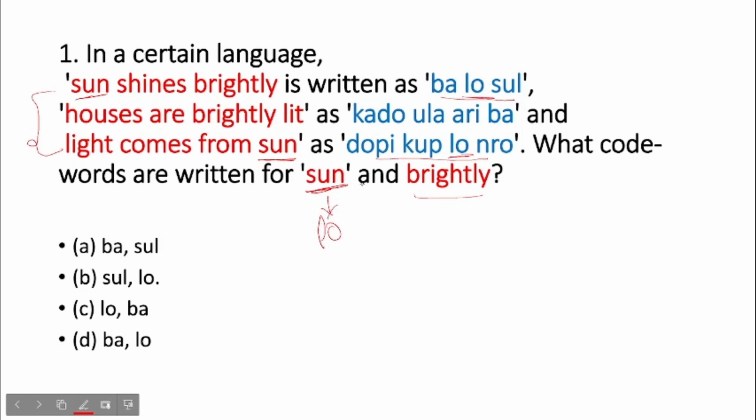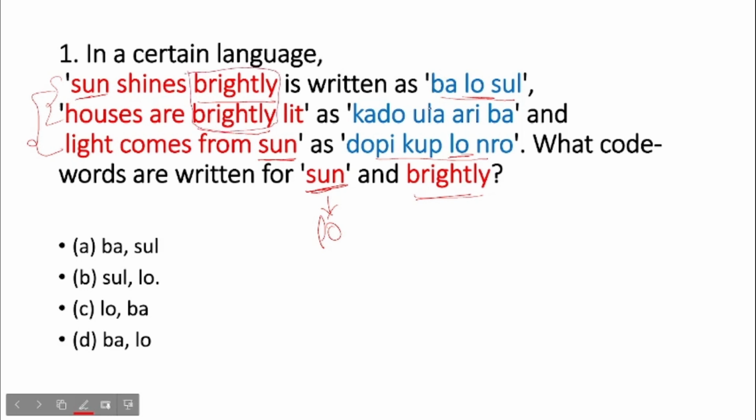In a similar way, we have to check the second word, brightly. First, we need to check whether brightly is present in more than one statement. Sun shines brightly, here it's in the first statement, and houses are brightly lit, it's present in the second statement. So now we need to check whether any other words are similar in the first and second statements. Sun shines brightly, houses are brightly lit. So only brightly is common.